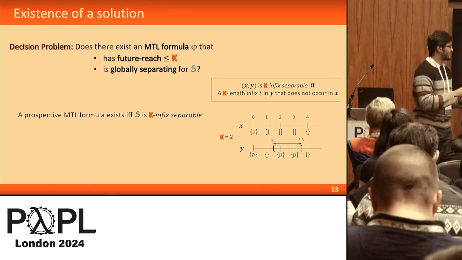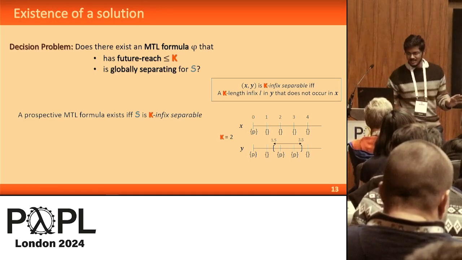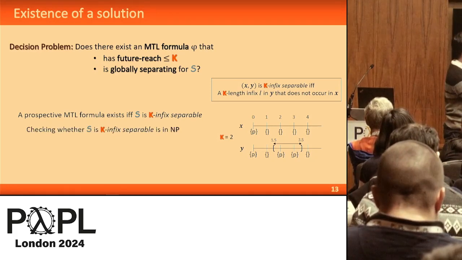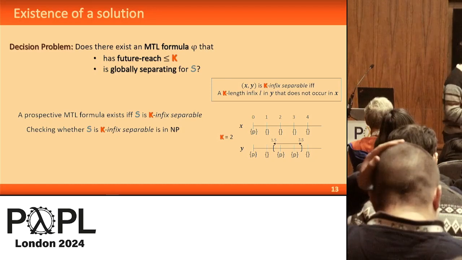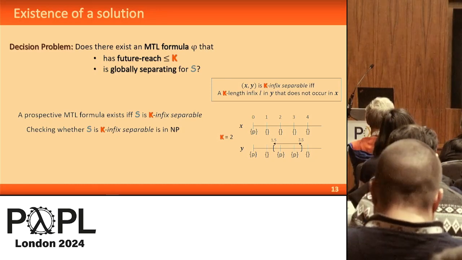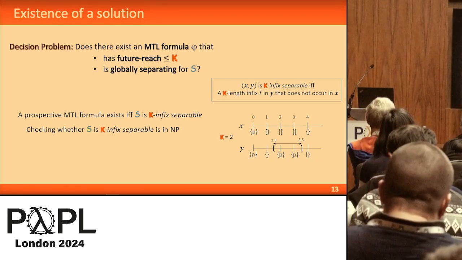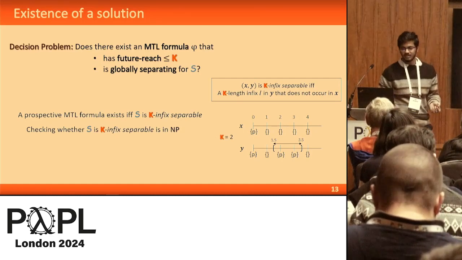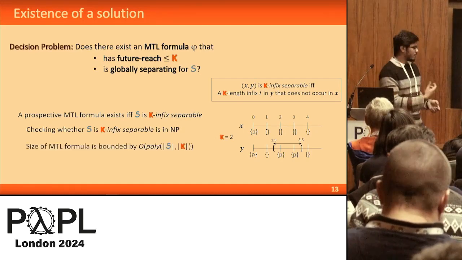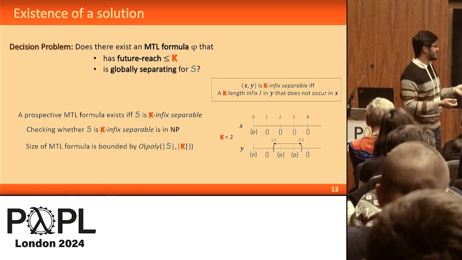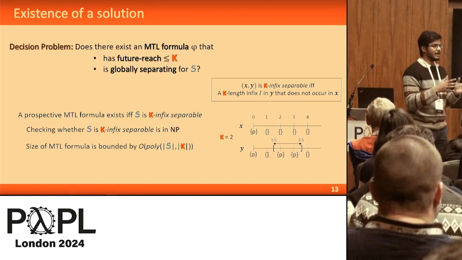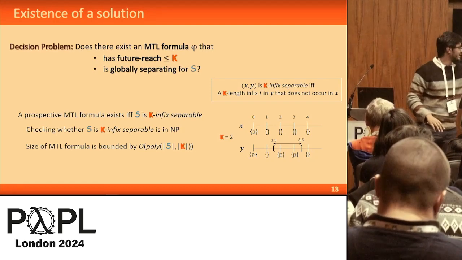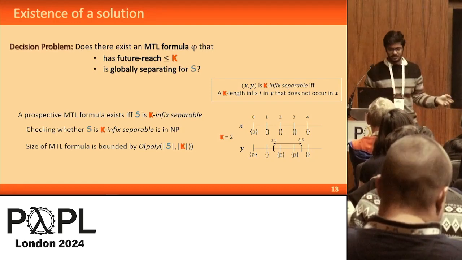I will not go into the details, but what I will say is that checking whether a sample is k-infix separable is in NP. We can basically guess an infix like this and check in polynomial time whether it appears in X or not. And as a corollary of the previous result, the size of the MTL formula, if one exists, will be bounded by a polynomial in the size of the sample and the future reach bound.